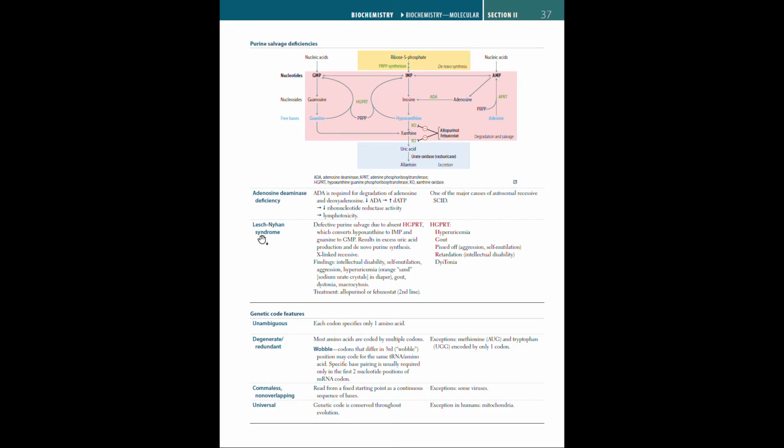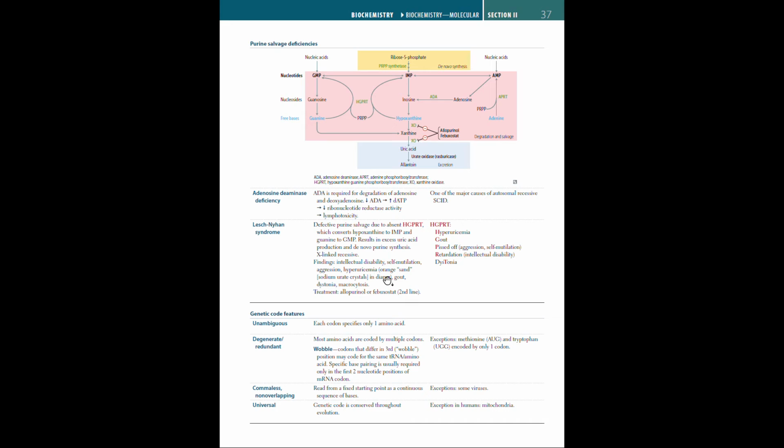Lesch-Nyhan syndrome is a defective purine salvage due to absent HGPRT, which converts hypoxanthine to IMP and guanine to GMP, resulting in excessive uric acid production and de novo purine synthesis. It is X-linked recessive. Findings are hyperuricemia, gout, aggression, self-mutilation, intellectual disability, and dystonia. Findings are intellectual disability, self-mutilation.